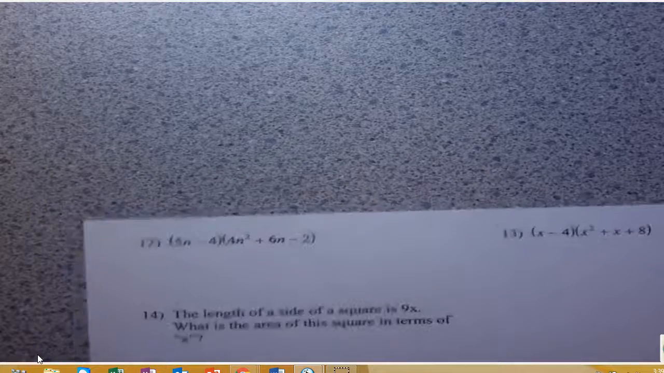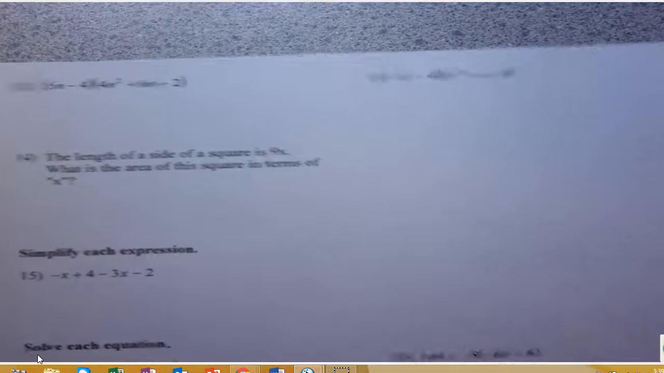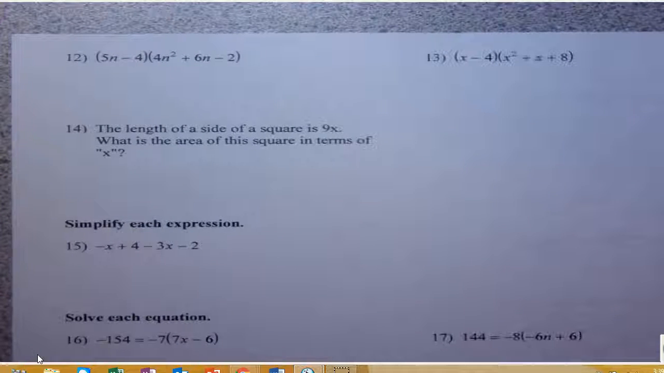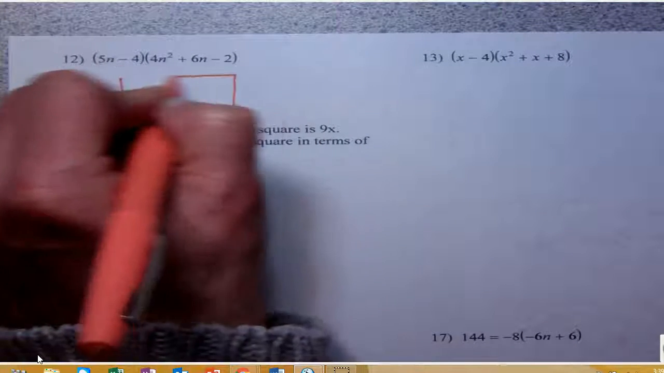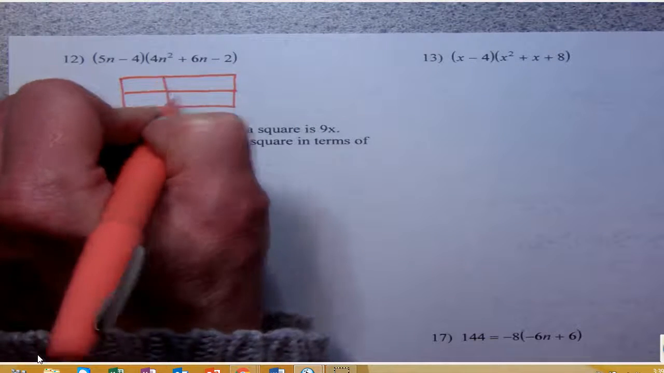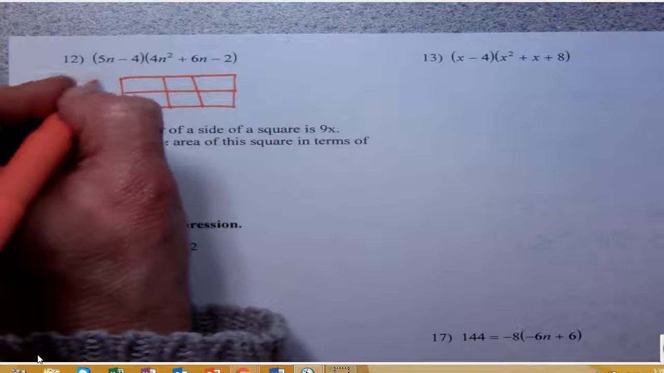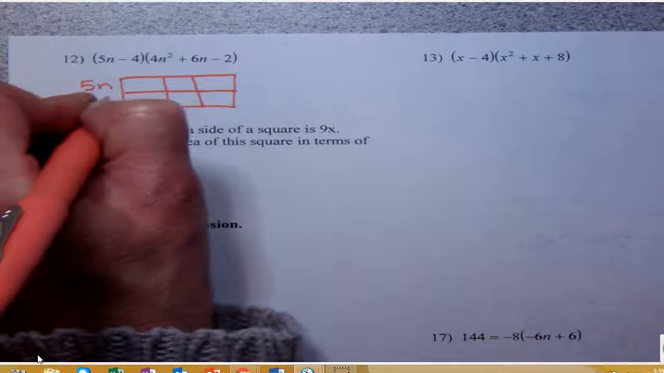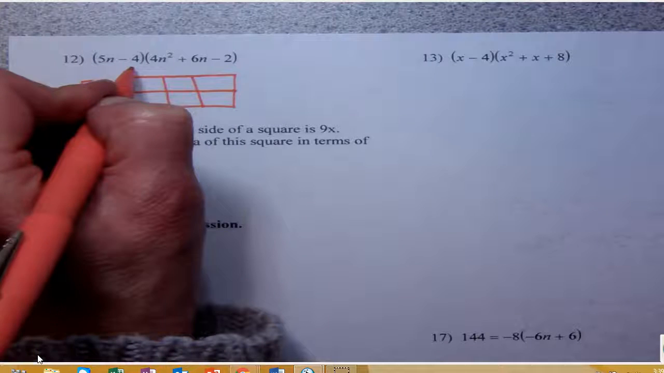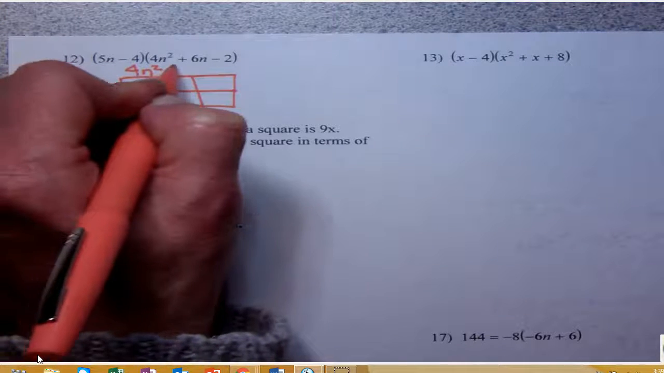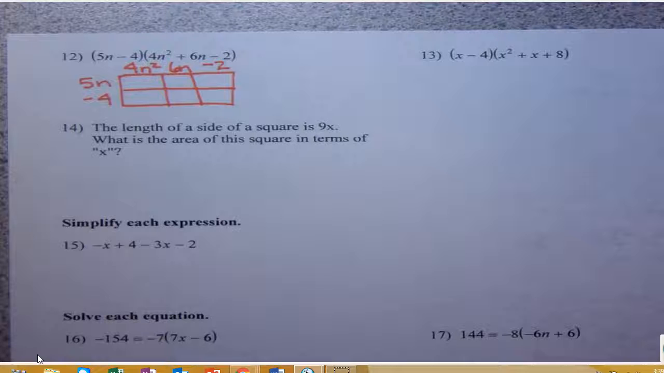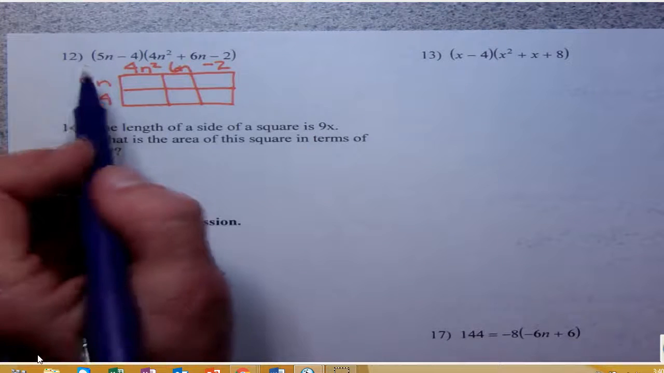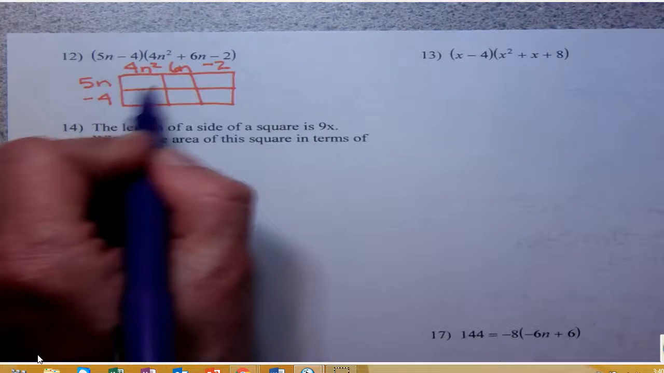Number 12. These are a binomial and a trinomial. Sorry, that's blurry. Okay, there's a binomial and a trinomial. So we're going to create our binomial times a trinomial square. And I'm going to put my 5n here, my negative 4 here. Then I've got my 4n squared plus 6n and minus 2. Then I multiply this by this, and I put it in this box.